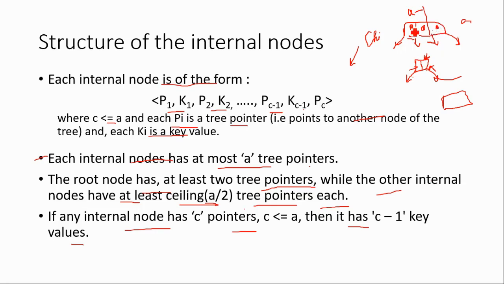So if there are C elements which are stored, then C plus 1 will be the number of child links, and conversely, if there are C child links stored, then the number of elements stored is C minus 1. So these properties are more or less similar to those in B tree.